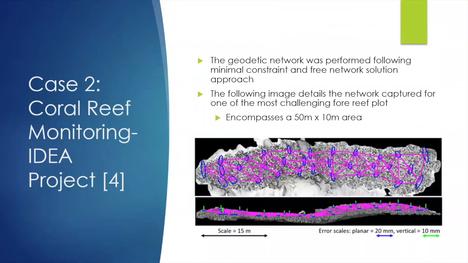The geodetic network was performed following minimal constraint and free network solutions. So the minimal constraint was computed, the free network solution was computed, and a model to tie the 2 together was also computed. The following image details the network captured for one of the most challenging 4 reef plots. It encompasses a 50-meter by 10-meter area. And in this image, you can see the area scales similar to the ones that we looked at throughout the year.